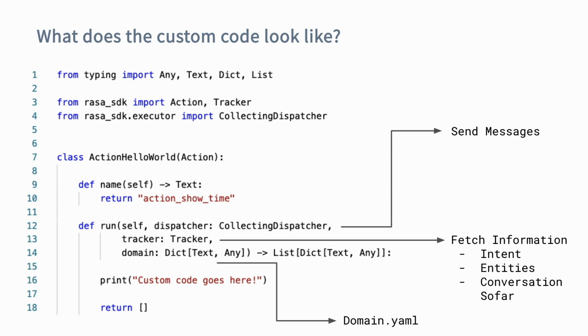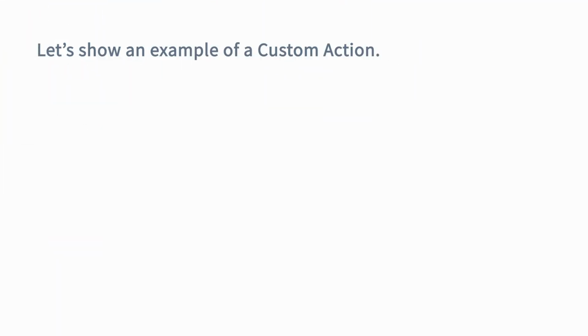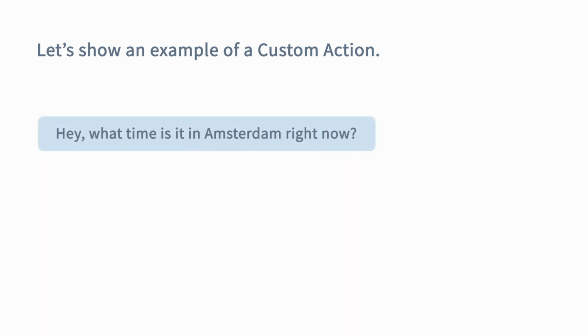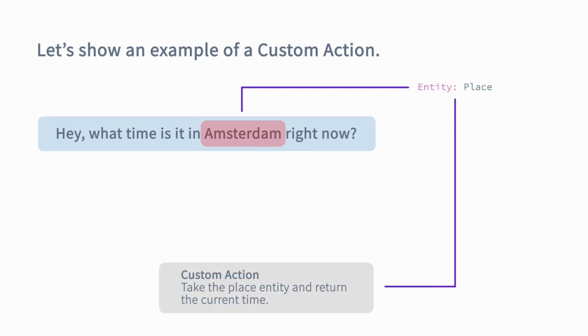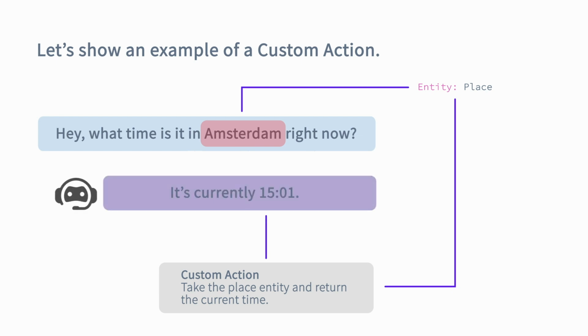With this general API overview out of the way, let's dive into a more tangible example. Let's say that we want to make an assistant that is able to listen to an input like, "Hey, what time is it in Amsterdam right now?" and then answer it appropriately. In order to do this correctly, we need to configure the assistant to do a couple of things. The first thing is we have to be able to detect Amsterdam as an entity, and this has to be passed on to a custom action that can then use the appropriate library to give back the appropriate timestamp.